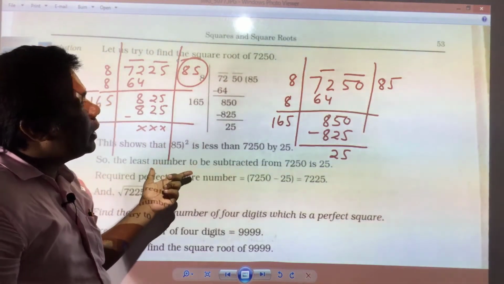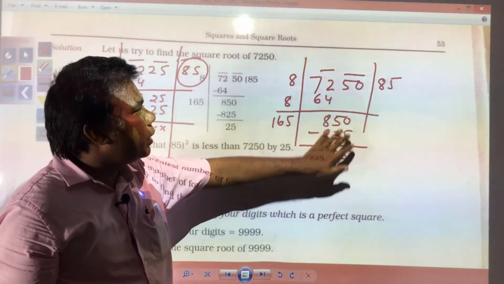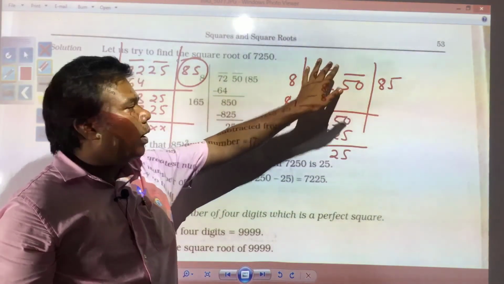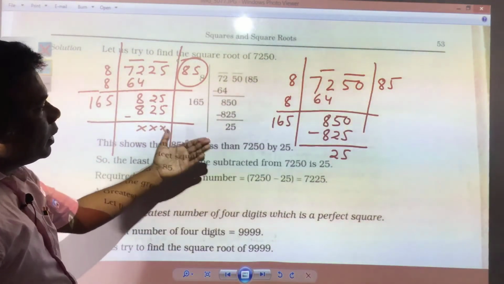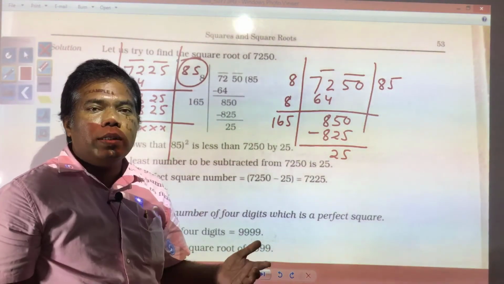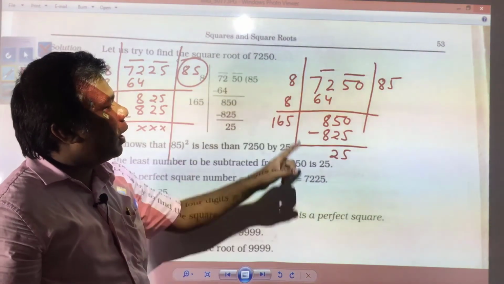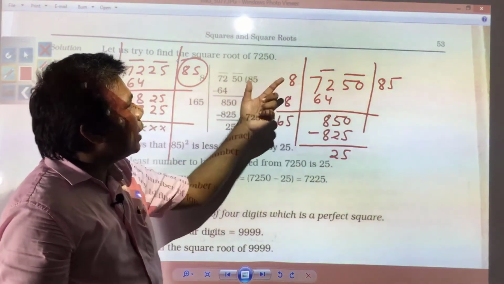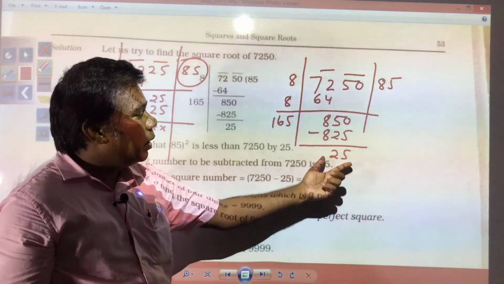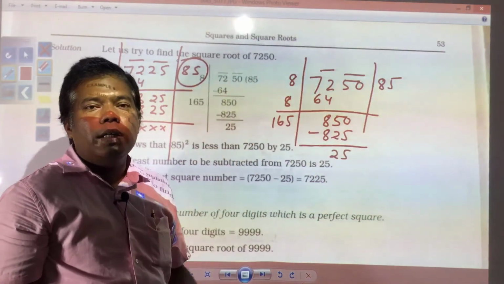So, what we have understood: the remainder that you are getting is needed to be subtracted from the given number so that it will become a perfect square. In the same way it is required to be solved. If any number has been given, and you need to find what number is required to be subtracted from it to get a perfect square, then try to find the square root of that number, and whatever remainder you get, that needs to be subtracted, and that will be your desired answer.